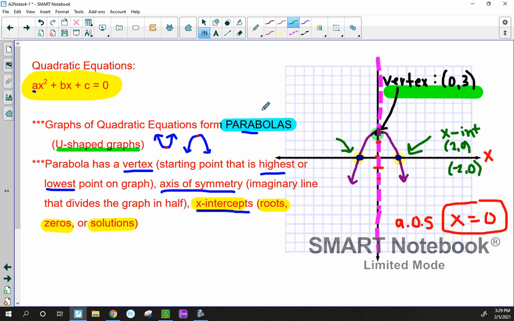Okay, so parabolas, U-shaped graphs, vertex or vertices, which is the plural of that word, axis of symmetry, x-intercepts, and all these words I need you to have in your head going forward so you understand the language I'm using.